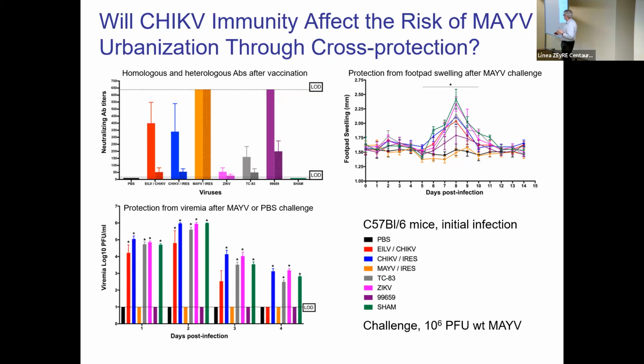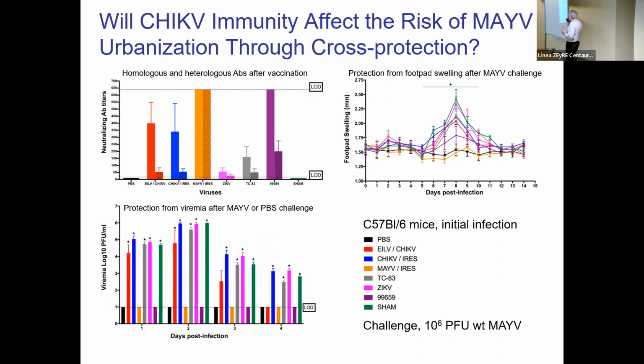We used Zika as a negative control. We wouldn't expect flavivirus cross protection for an alphavirus. And we used TC83 of Venezuelan equine encephalitis, a live attenuated strain. That's a more distant relative to chikungunya and Mayaro, and therefore, we didn't expect a lot of cross protection.